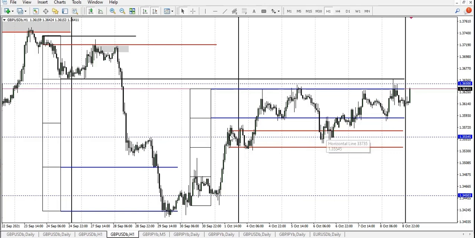Came back down again, same thing. It's back into the order block. If the market is still bullish, we don't want to see it closing below. It didn't close below. Really good setup.